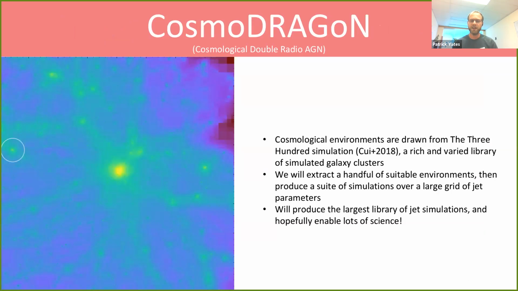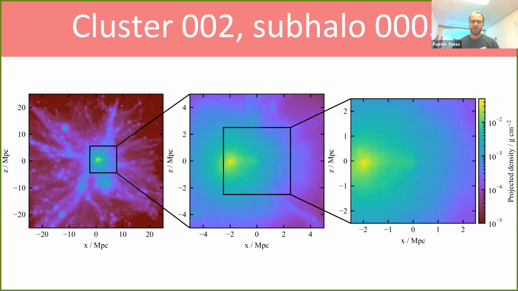So with that in mind, I'd also like to introduce the CosmoDRAGON project, where we are producing a suite of simulated double-lobe radio AGN in cosmological environments taken from cosmological simulations. So we're sampling a lot of different environments, and we're going to produce essentially a suite of simulations that we can then look at and study how exactly the environment is affecting the jet evolution. So this is an example of one of the environments that we've looked at. We've taken a cosmological simulation that was simulated using Gadget.